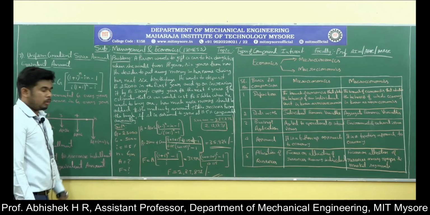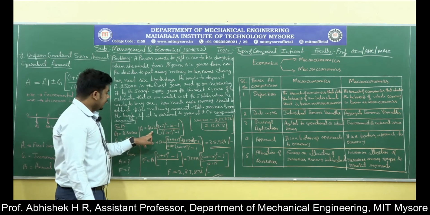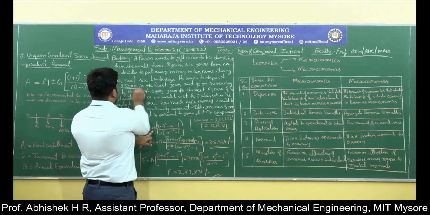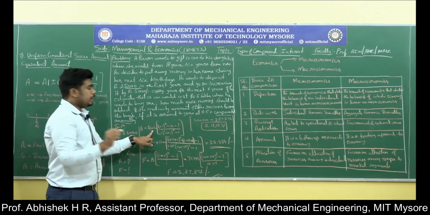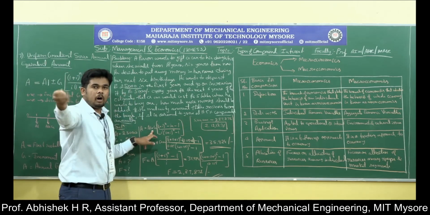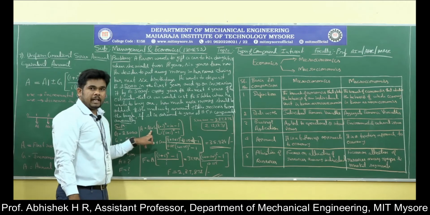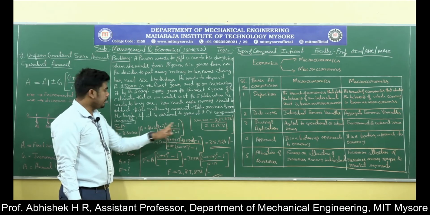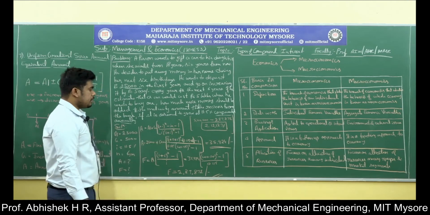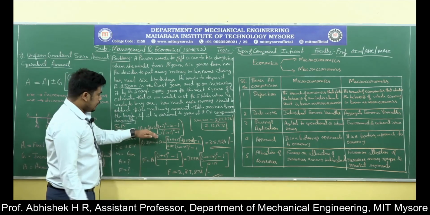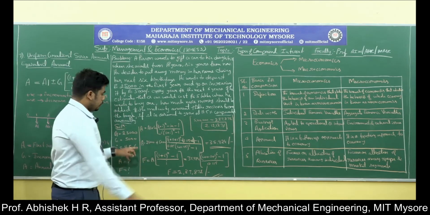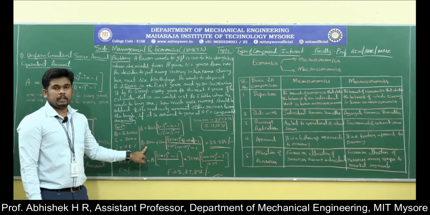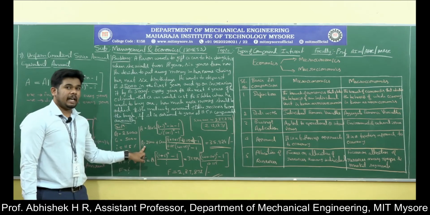To find A, the annual equivalent amount, we have a formula: A1 plus G into [(1 plus I) whole power n minus I into n minus 1] divided by I of [(1 plus I) whole power n minus 1]. Why is it plus? Because the first installment amount, 25,000, is increased by 5,000 every next year, so we take the positive sign. Just apply the values and simplify it. So you will get A as 35,925 rupees.